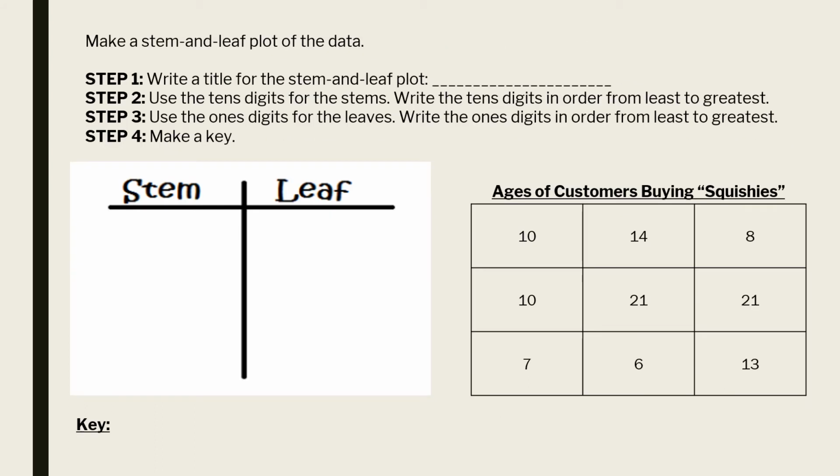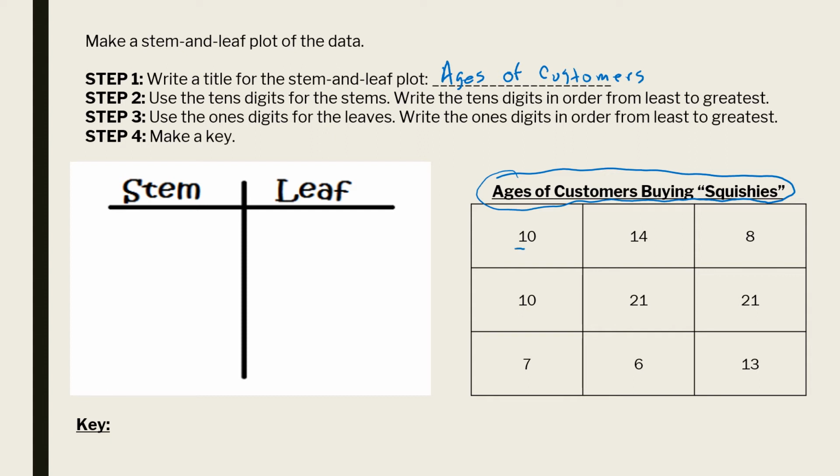Okay, so let's do a little practice here. Write a title for the stem and leaf. The title here is Ages of Customers Buying Squishies. No idea what a squishy is. So I'm going to title it Ages of Customers. Okay, so I'm going to look at all my stems first. My stems in this situation are tens and my leaves are going to be the ones place because I notice that all of them are double digit or less.